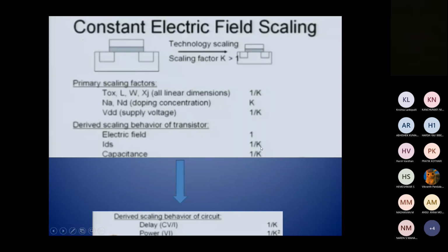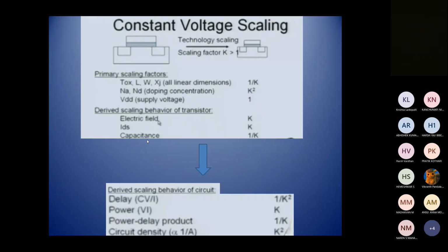So we need to understand what actually the scaling we need to apply. Remember that for constant electric field scaling, we need to adopt these guidelines. After constant electric field scaling, we have another scaling that we call constant voltage scaling. This is also another scaling. Let's say we want to miniaturize any devices. Here there are some guidelines you have to follow.